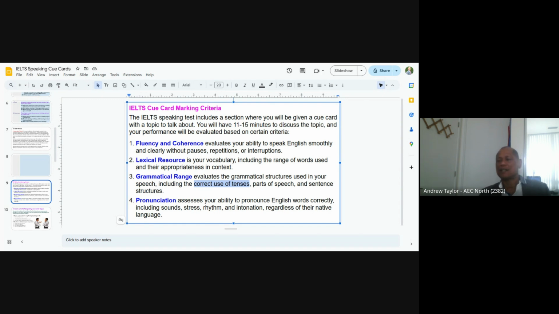Okay, so "beautiful" is the wrong part of speech. You've got to say "your beauty," not "beautiful." And then sentence structures. Sentence structures are how you put together your sentence, which is mainly focused on grammar. Okay, and number four, pronunciation.